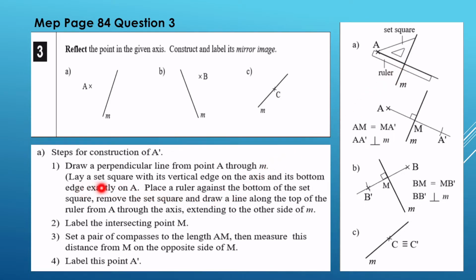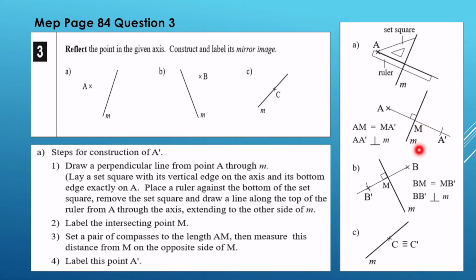how is that? Lay a set square with its vertical edge on the axis and its bottom edge exactly on A. Place a ruler against the bottom of the set square, remove the set square and draw a line along the top of the ruler from A through the axis, extending it to the other side here of M. Label the intersecting point, which is here, M.